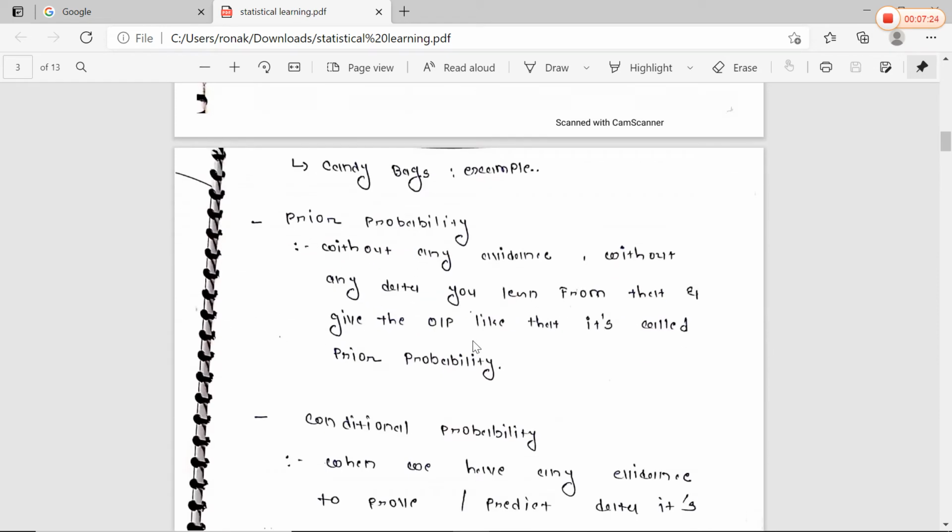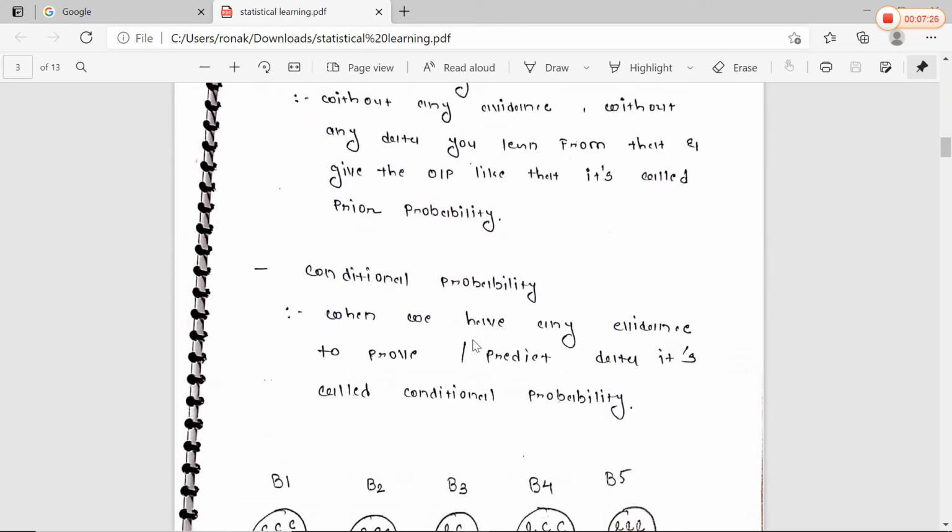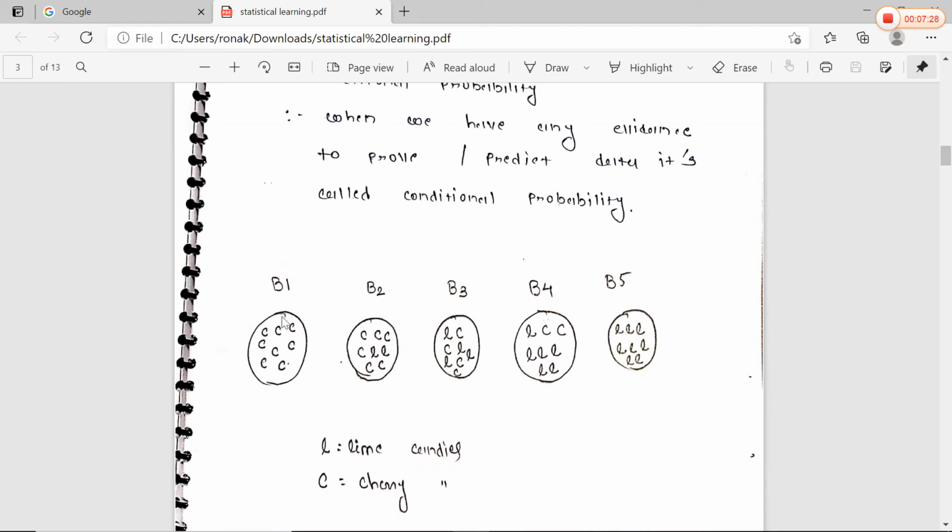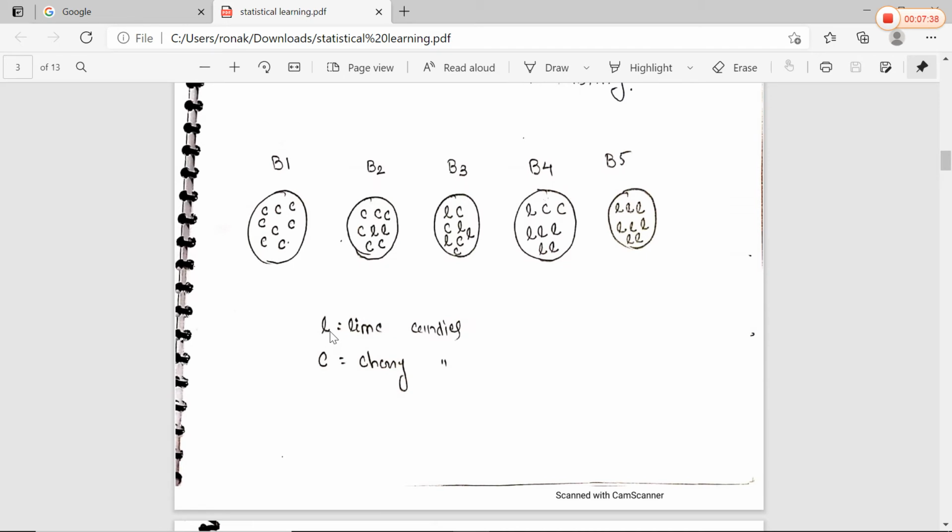What is the candy bags example? We have 5 bags, b1, b2, b3, b4 and b5, B for bag. The 5 bags contain candies: L for lime candies, and C means cherry candy. If a bag contains C, that means cherry candy, and if a bag contains L, then it contains lime candies. But the lime and cherry candies are packed in wrappers.